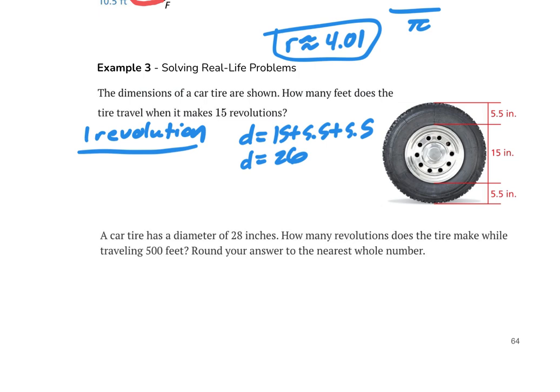So to find one revolution, that would be the circumference. I'm going to take pi times diameter, which is 26. Okay, that gives me about 81.68. But that's one revolution. We want 15 revolutions. So I'm going to multiply that number by 15. Just leave that in your calculator. Multiply it by 15.